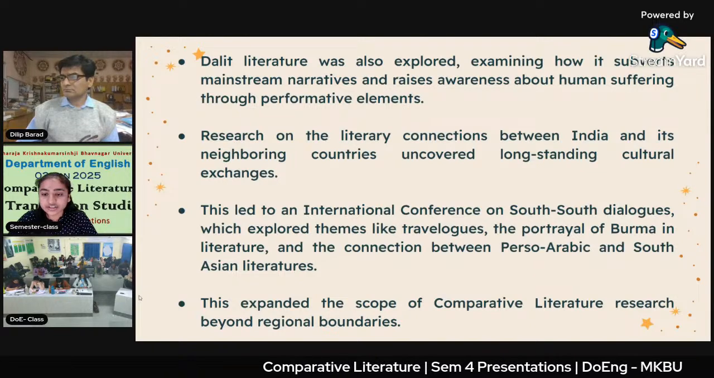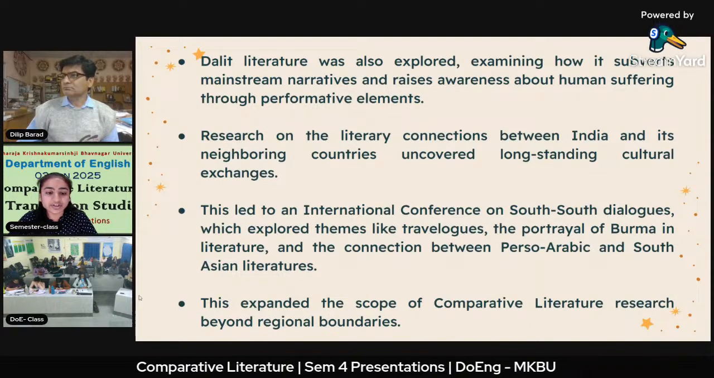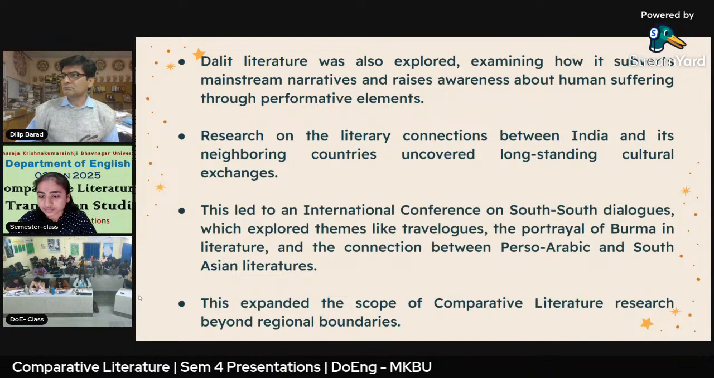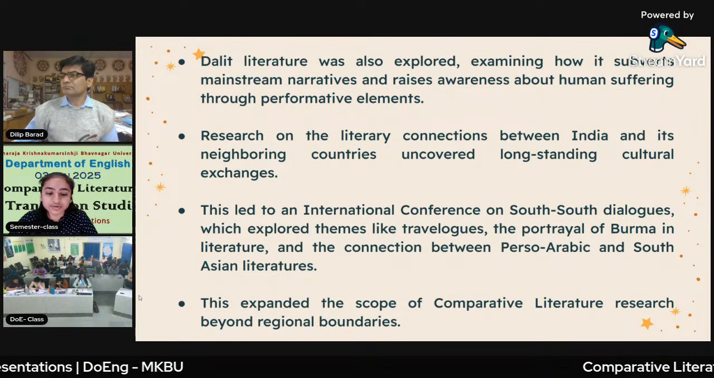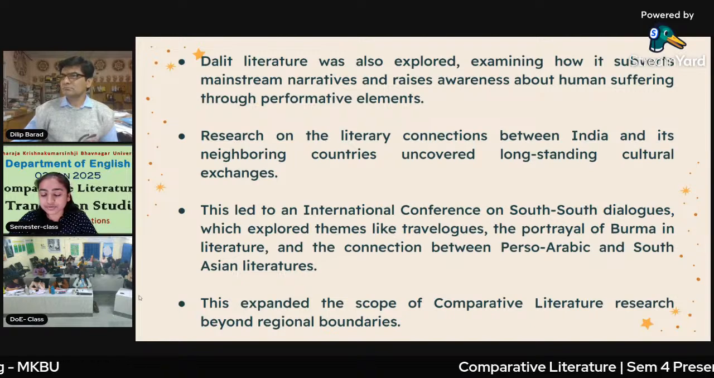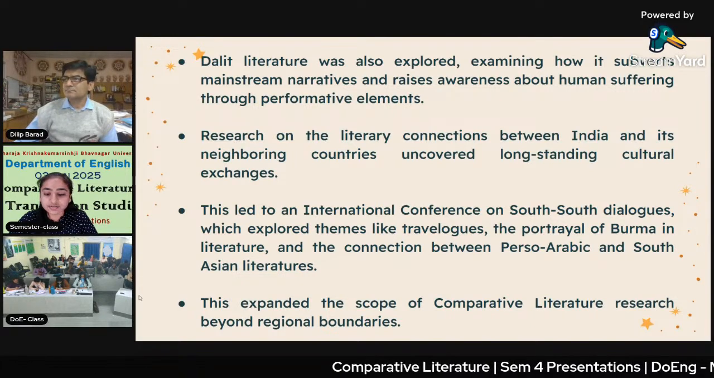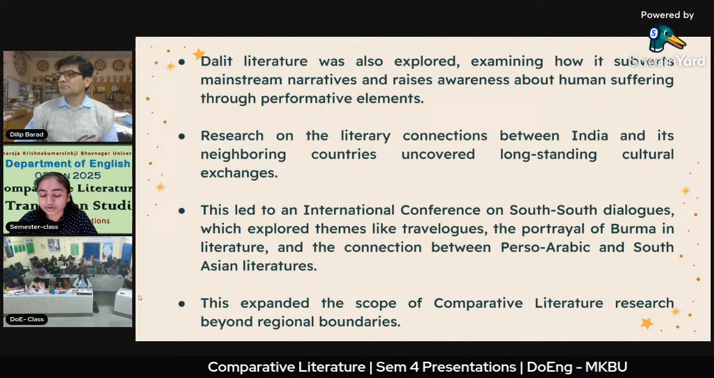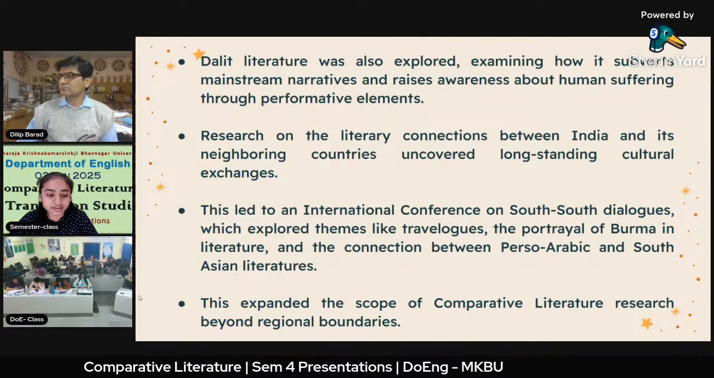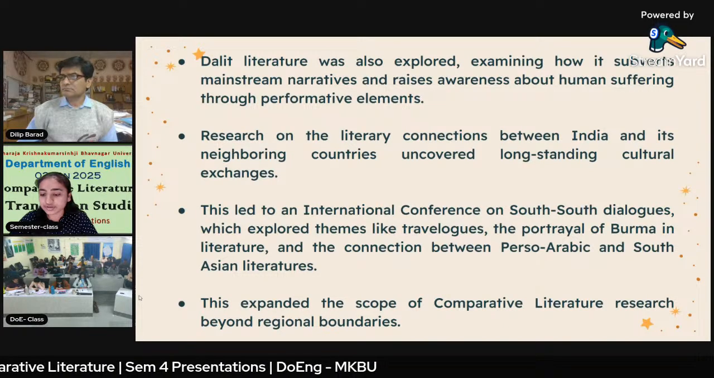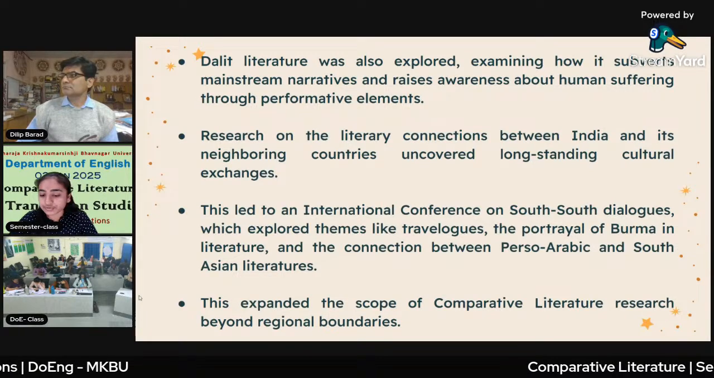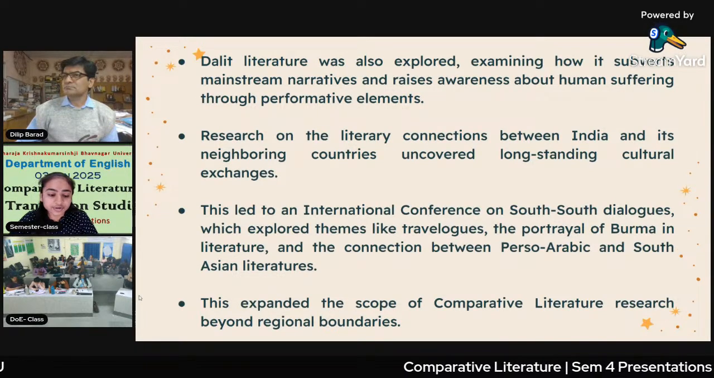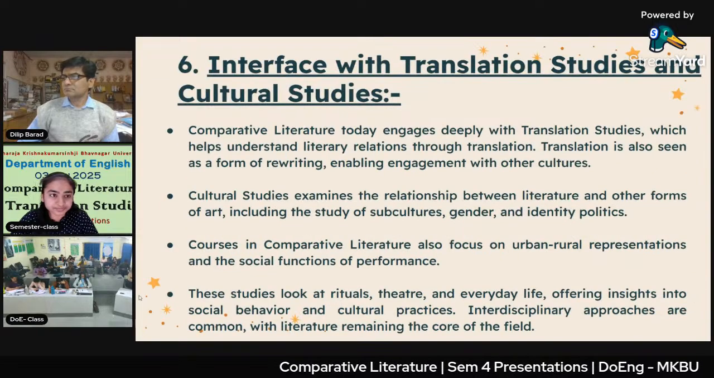Research on the literary connections between India and its neighboring countries uncovered long-standing cultural exchanges. This led to an international conference on South-to-South dialogue, which explored themes like travelogues, the portrayal of Burma in literature, and the connection between Perso-Arabic and South Asian literatures. This expanded the scope of comparative literature research beyond regional boundaries.